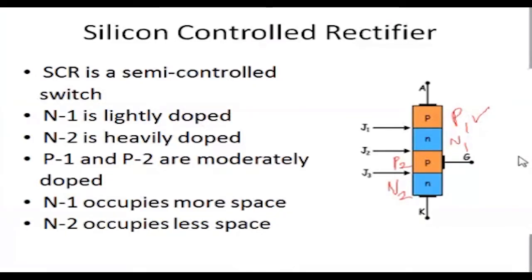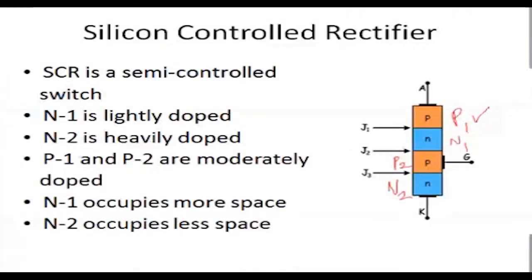Three layers and three terminals are there, and four layers are there here. Because of the four layers, three junctions are formed. J1 is formed between P1 and N1. J2 is a junction formed between N1 and P2. J3 is a junction formed between P2 and N2. Let us see the widths of each layer and the doping levels of each layer.